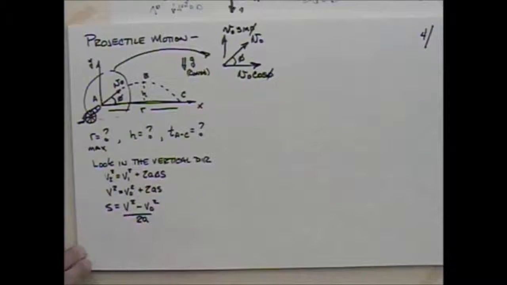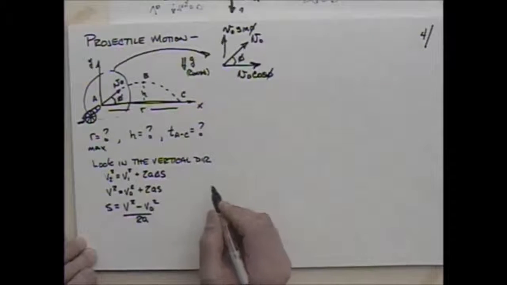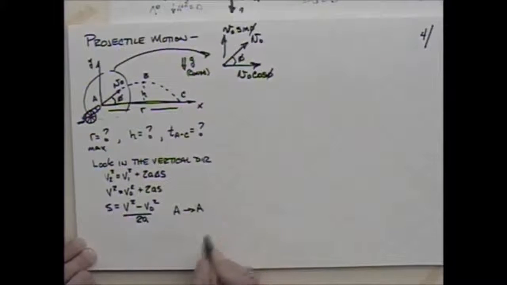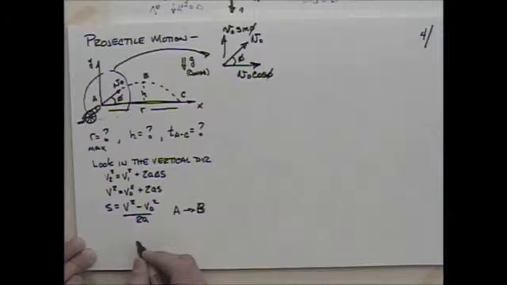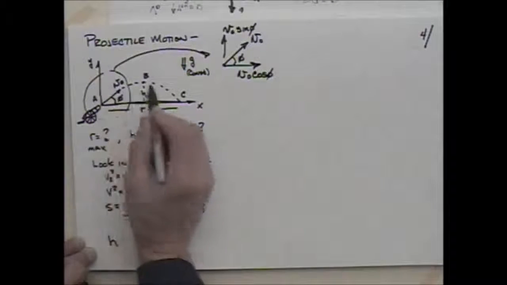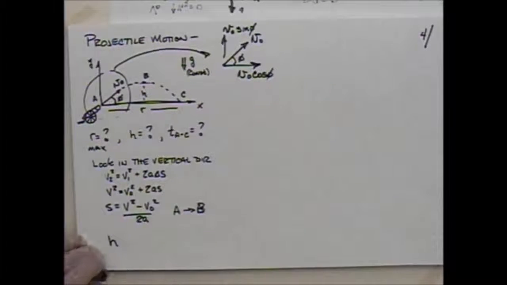So what is, in the vertical direction, what's S? If I'm going from A to B, what's S? I guess I need B. There's B. Well, S is equal to H, right? In the vertical direction, we're going to travel from there up, and we're going to cover distance H. So we have H is equal to, what's my final velocity going to be?